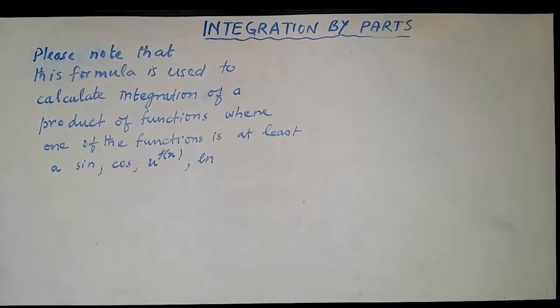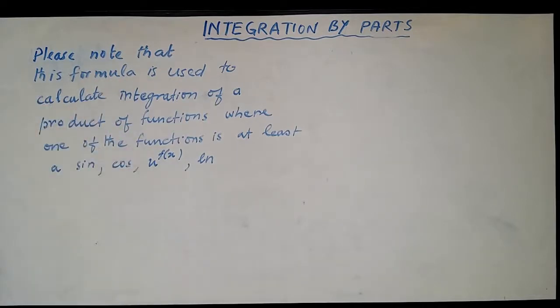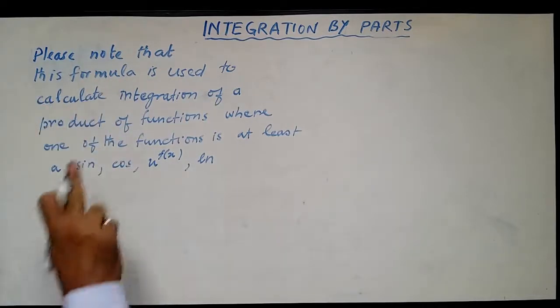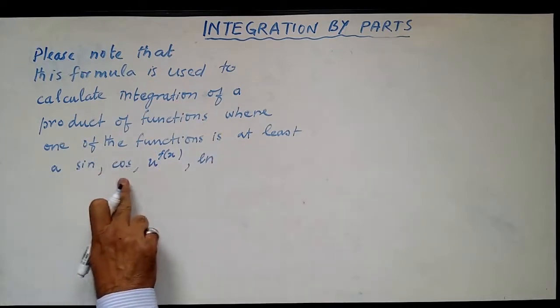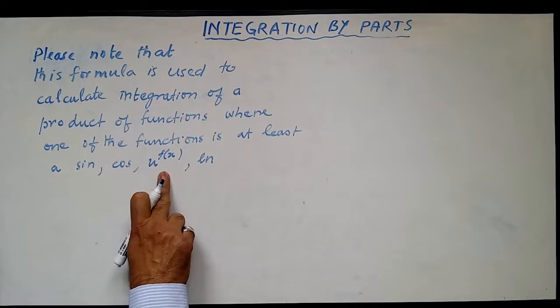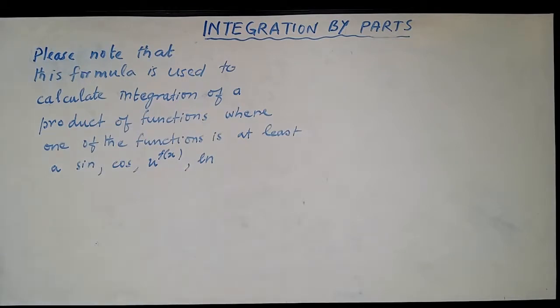Before we start solving examples in integration by parts, please note that this formula is used to calculate integration of a product of functions where one of the functions is at least a sine function or a cos function or something to the power of a function or a logarithm function. So let's now solve some examples to make things more clear.